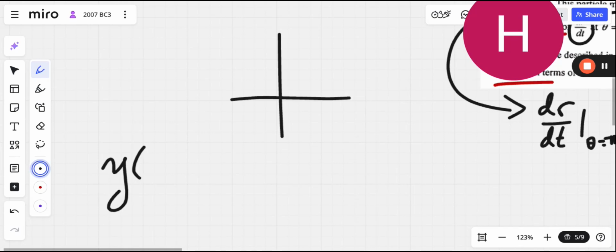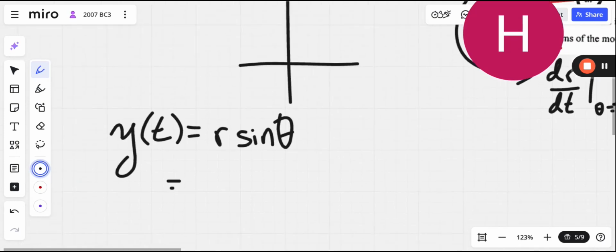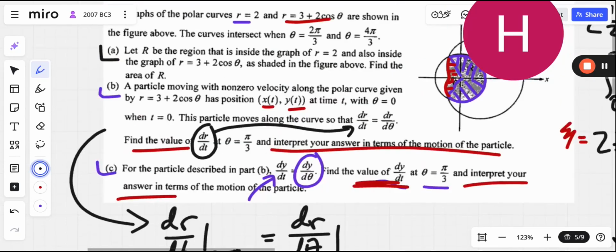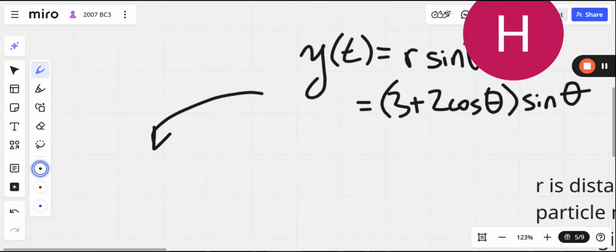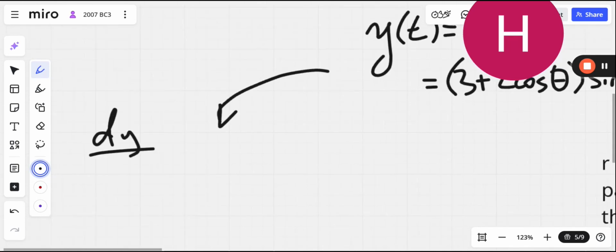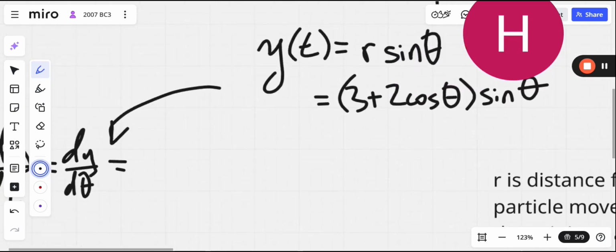Remember that y of t equals r times sine of theta, which means 3 plus... Oh, am I looking at the wrong problem? No, that's correct. 3 plus 2 cos theta times sine theta. So that means that dy/dt, which equals dy/d theta, according to them, is going to be a product. How do we do the derivative of a product?